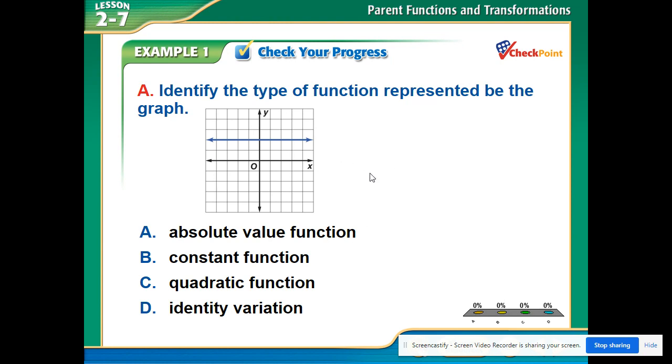What type is this one? Straight line, no variance in slope, so it's straight across. This is what you would call a constant function.